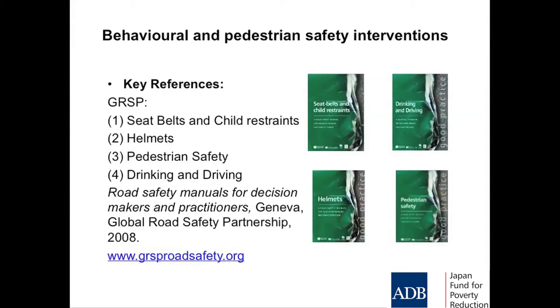These are the UN good practice manuals. I've talked about the speed manual yesterday. This is seat belts and child restraints, drinking and driving, pedestrian safety and helmets. And they're really helpful. They're helpful how-to manuals, and if you haven't got them, or haven't seen them, please access them on the GRSP website. So this will be very important for you in your role as training others, to have this sort of material. It'll be very helpful for others you're talking with.